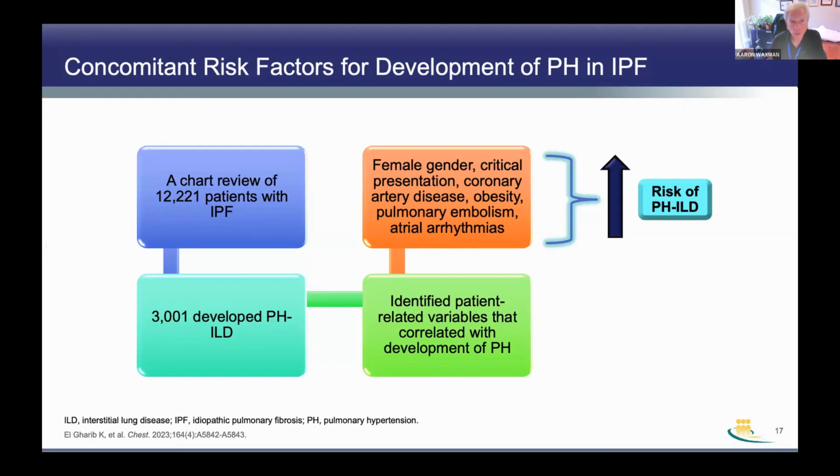As far as concomitant risk factors for development of pulmonary hypertension, this is some data based on a chart review of over 12,000 patients with idiopathic pulmonary fibrosis, of which 3,000 patients developed PH-ILD. There were a number of variables that suggested an increased risk, including the female gender, their presentation being more advanced, history of coronary artery disease, obesity, PE, and atrial arrhythmias all increase the risk for PH-ILD.